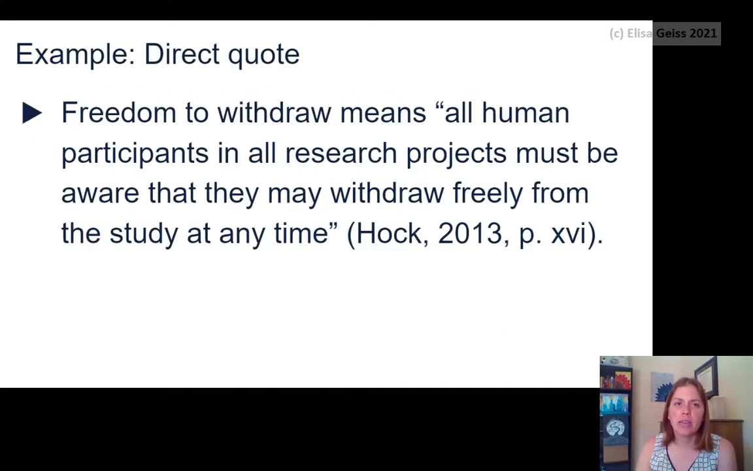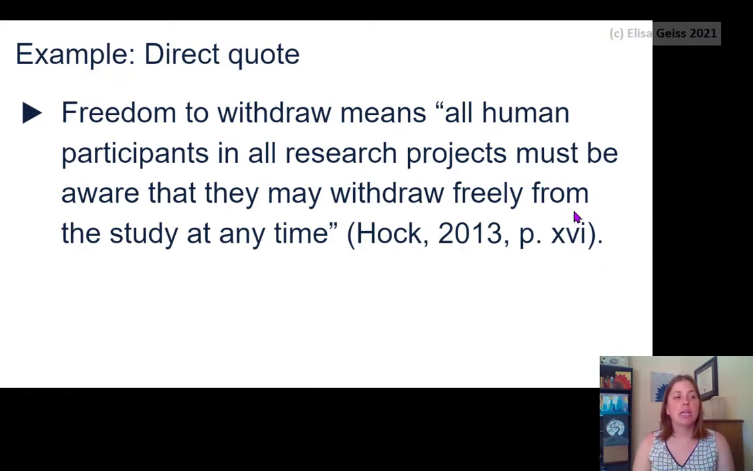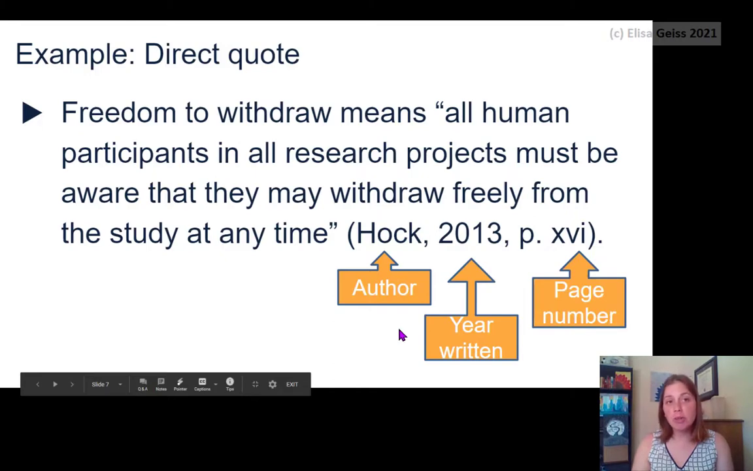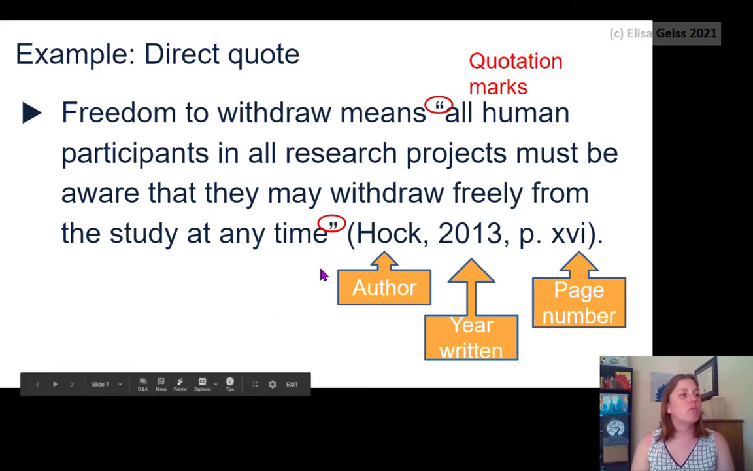So what might this look like in an actual text or body of your paper? So this is an example of a direct quote. This is freedom to withdraw means, and here's the direct quote that I got from this book from Hawk, and then I put the page number afterwards. So I have my author, I have my year written, and I have my page number, and I use quotation marks because this is a direct quote. So when I use a direct quote, that's one way to do it.